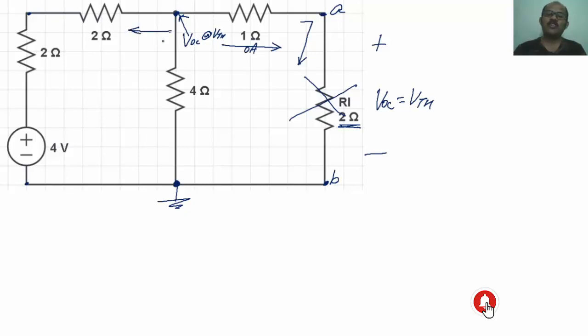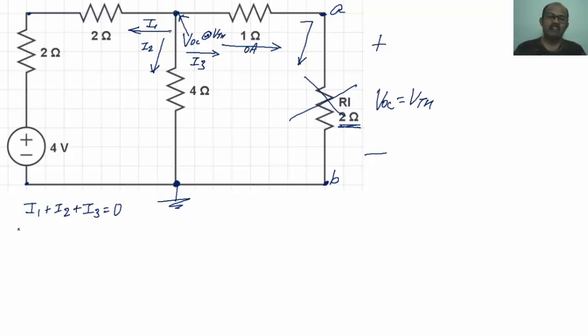I am going to assume all the currents are leaving this node. Let me call this current I1, this current I2, and this current I3. What is I1 plus I2 plus I3? It is 0, because the algebraic sum of currents at a node equals 0 based on Kirchhoff's current law.